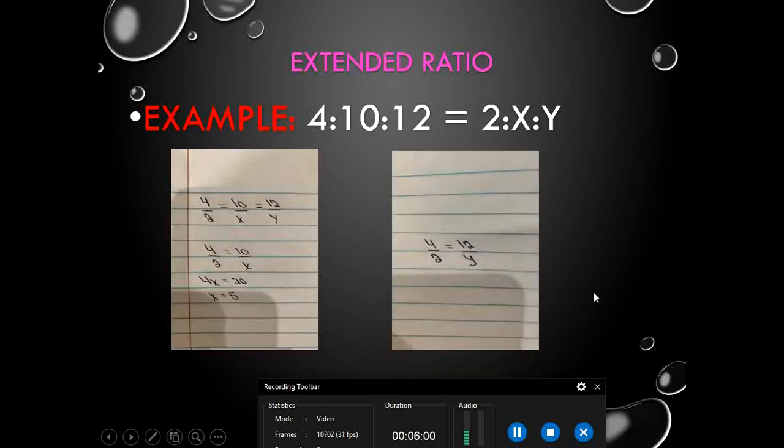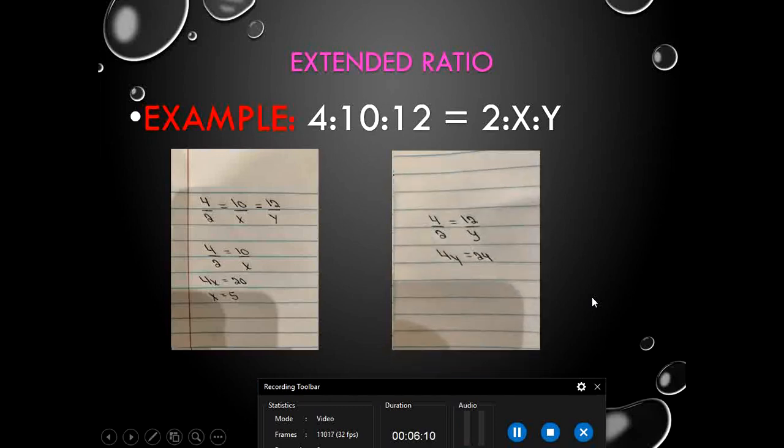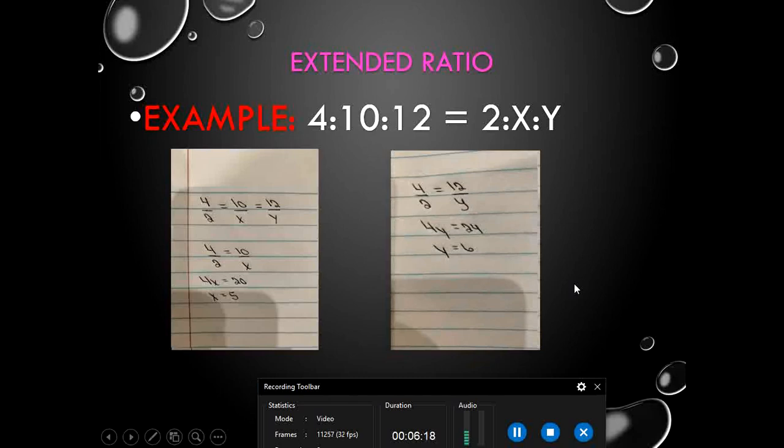Now I also need to solve for y. So I'm going to cut out the middle ratio of 10 over x, and do the same thing. I'm going to cross multiply 4 times y and 2 times 12. You can see the equation 4y equals 24, and then to isolate y, we're going to divide both sides by 4, and y is 6. And in that final ratio, we have 12 is to 6, which reduces to 2:1. So all three ratios are the same, 2:1.